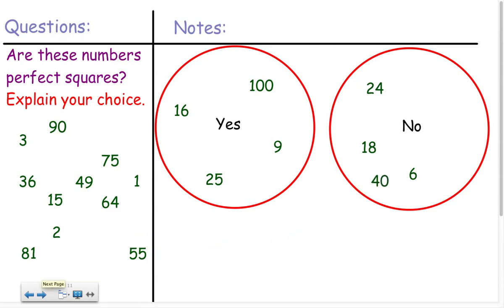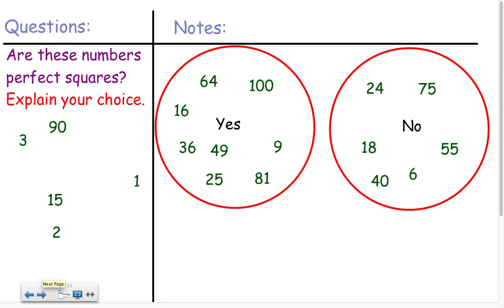40 is no. 49 is yes, because 7 times 7 makes 49. 64 is yes, because 8 times 8 makes 64. 55 is no. 81 is yes, 9 times 9 makes 81. 36 is yes, 6 times 6 is 36. 75 is no. 90 is no. 1 is a little tricky, but 1 times 1 is 1, so it's yes. 2 is no. 15 is no. And 3 is no.